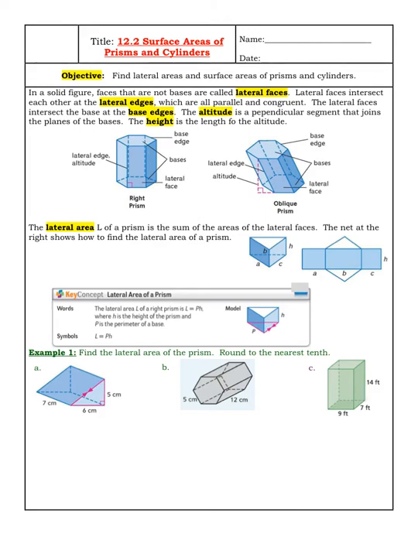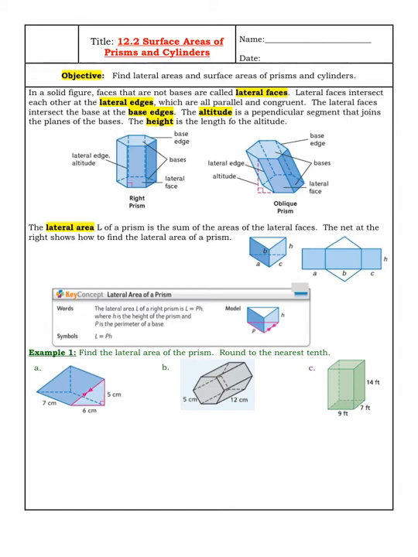Welcome everyone to Chapter 12, Section 2, Surface Areas of Prisms and Cylinders. Here I'm going to talk to you about surface areas of prisms and cylinders. So surface area is a three-dimensional area. Finding just the area is for one flat, two-dimensional object, whereas you hear the term surface area for a three-dimensional object.